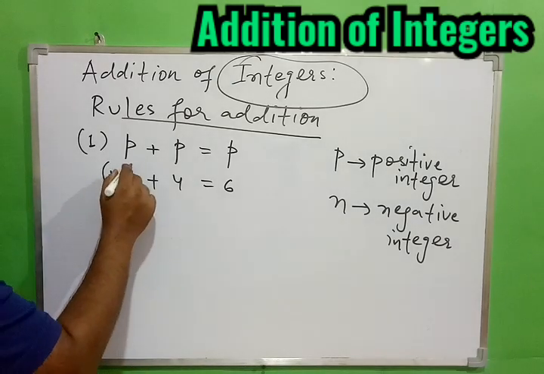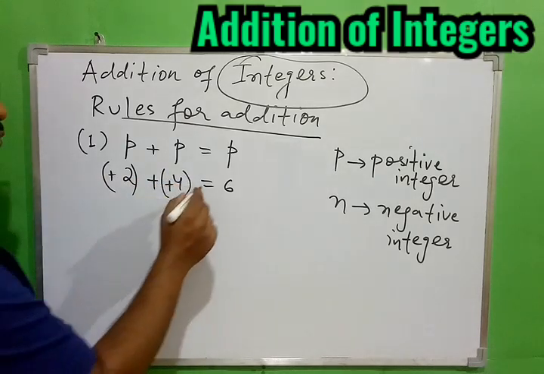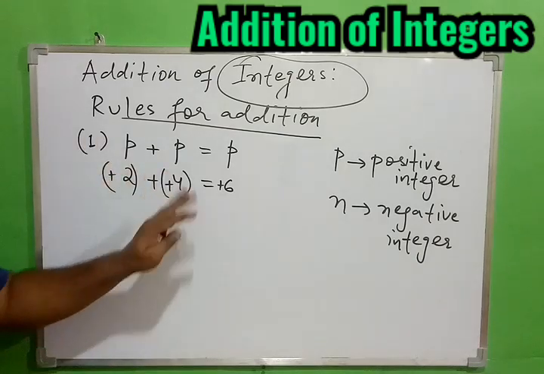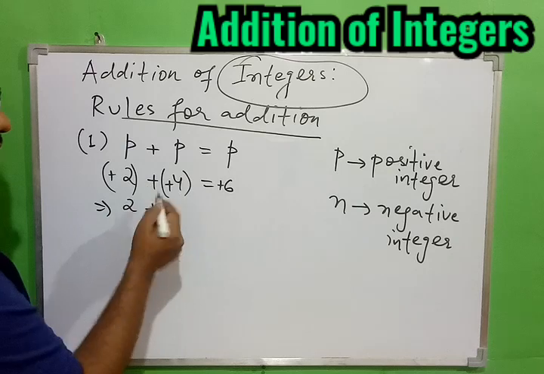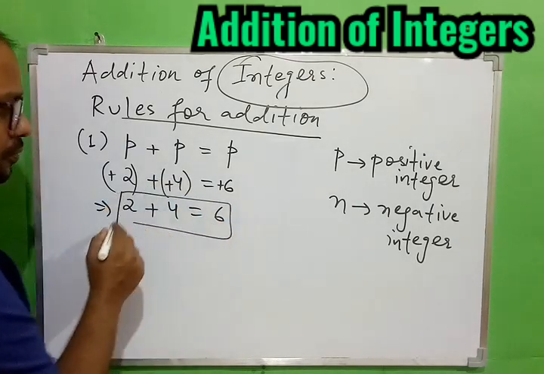So we can write it this way: plus 2 plus 4, they are added together, what are we getting? Plus 6. This is one thing we have already understood. Directly we can write plus 2 as 2, plus as plus, and 4, that is equal to 6. This we already know.